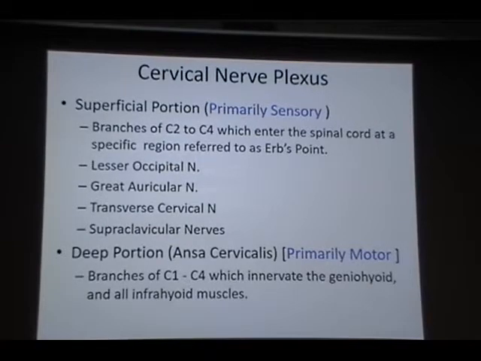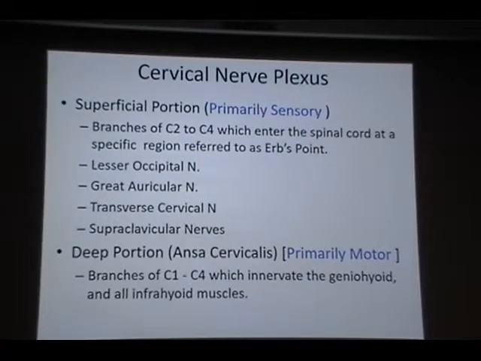So there are branches of cervical spinal nerves that make up this plexus, anywhere from C2 down to C4. Actually, you can probably throw C1 in here as well. But this emerges at a specific region referred to as Erb's point. This was described by Erb. He was actually a head and neck surgeon of his time. And these are nerves that we took a look at. We'll look at the images again. Lesser occipital nerve, greater auricular nerve, transverse cervical nerve, and supraclavicular nerves.